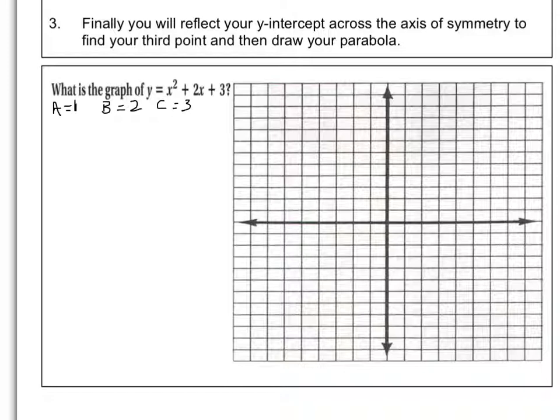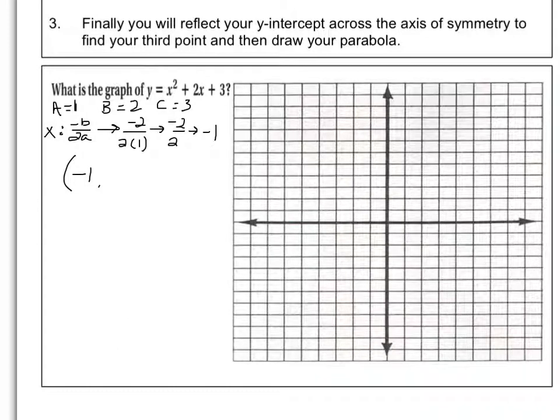That's going to help you in terms of finding the vertex. So again, we find the vertex. The x value of the vertex is the opposite of b over 2a. So the opposite of b is negative 2, over 2 times a, which is 1. That's negative 2 over 2, which is negative 1. So the x value of the vertex is negative 1.